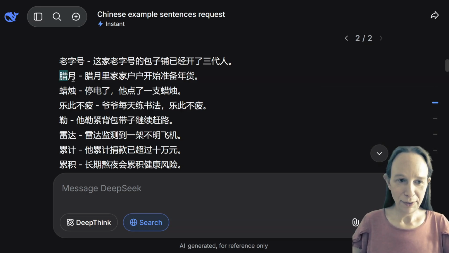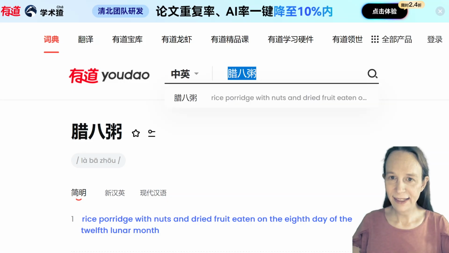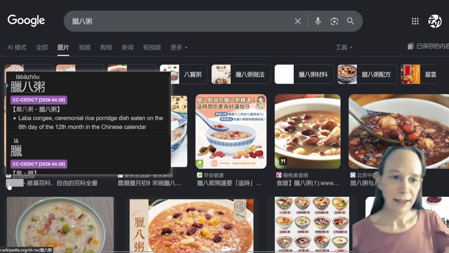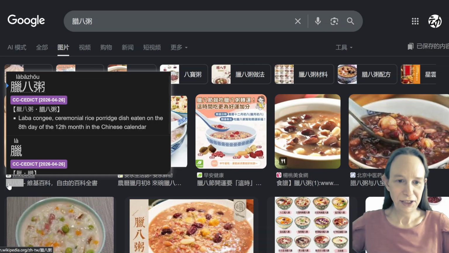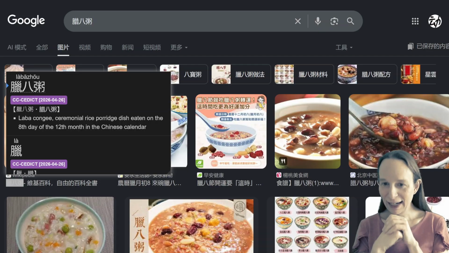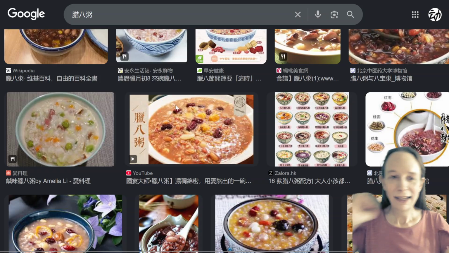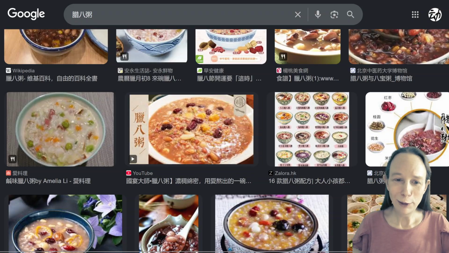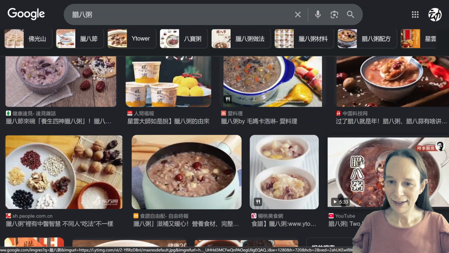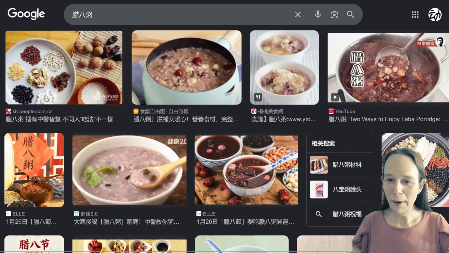Alright, sorry, I'm not sure where I was, but this one, 腊月. Also there's this dish here I better point out. 腊八粥. 腊八粥. Ceremonial rice porridge dish eaten on the 8th day of the 12th month of the Chinese calendar. So 腊 here is 腊月的腊. So 腊月初八，腊月初八吃腊八粥. Is that right?